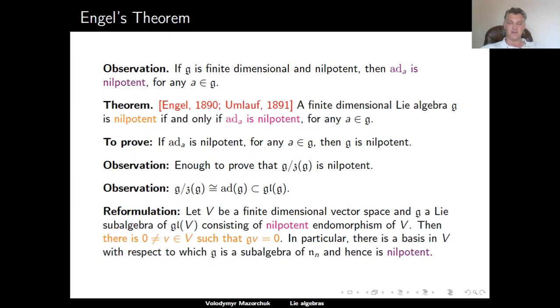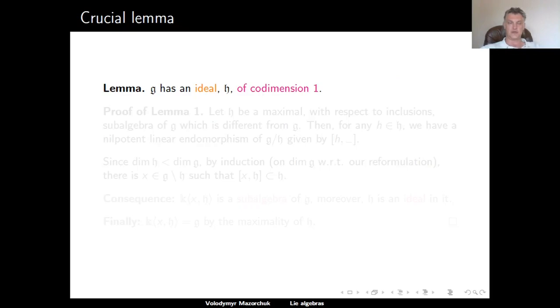Since V is finite-dimensional, applying such claim recursively, we can find a basis of V with respect to which G becomes a subalgebra of the Lie algebra of strictly upper triangular matrices. And as we have seen before, the latter is nilpotent. So in order to prove Engel's theorem, we need to prove a statement that any subalgebra of gl(V) consisting of nilpotent endomorphisms of a finite-dimensional vector space V has a common eigenvector with eigenvalue zero. The crucial component in the proof of Engel's theorem is the following lemma.